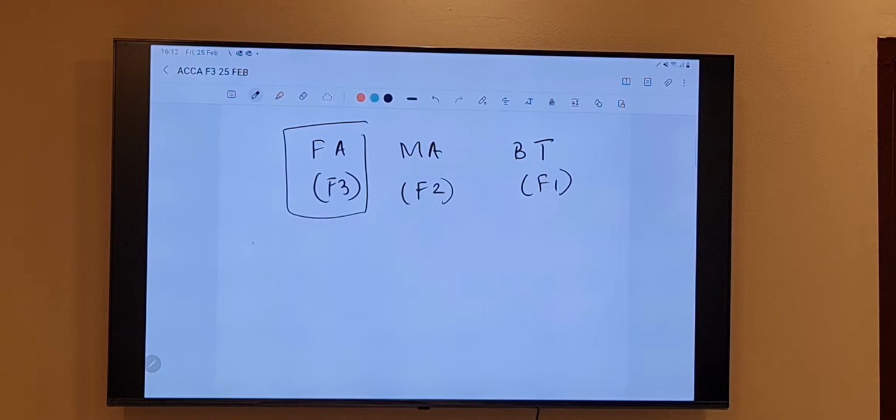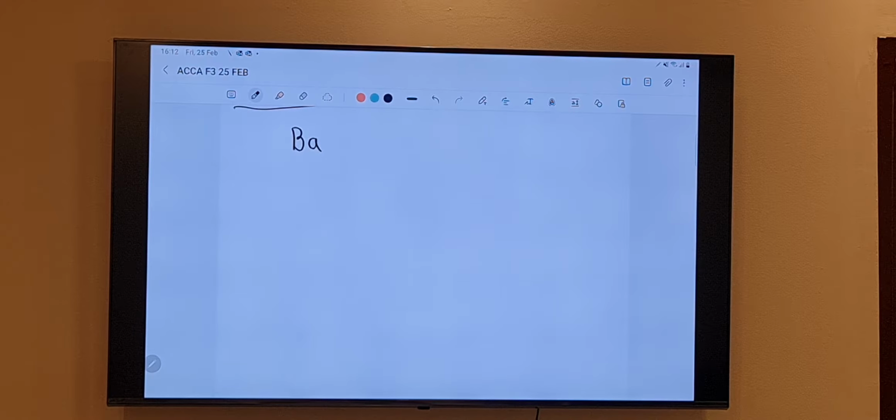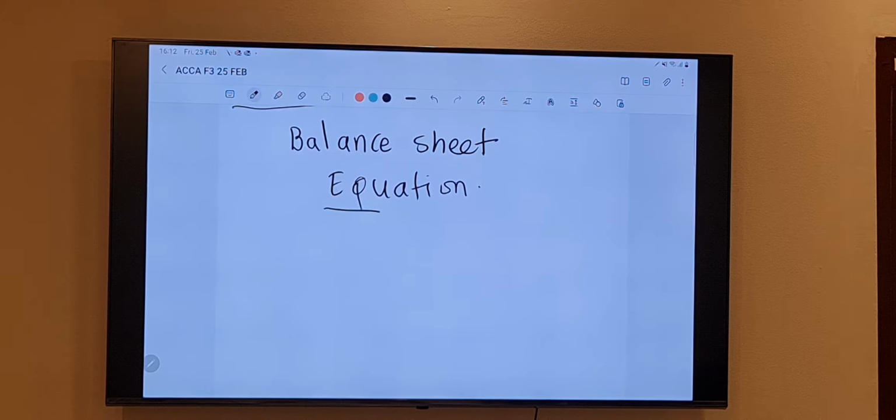Okay? Right. Now, we will go to our accounting. In any accounting lecture, the very first topic we need to study is something called the balance sheet equation. We need to understand how it is developed from the very basic. That we're going to study at this moment.